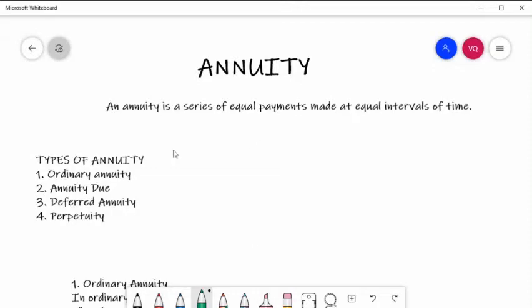So here, as we can see, it is a series of equal payments made at equal intervals of time. It can be from the word annuity, annual, yearly siya. So equal payments, example is dun tayo sa life insurance, ProLife UK, okay?